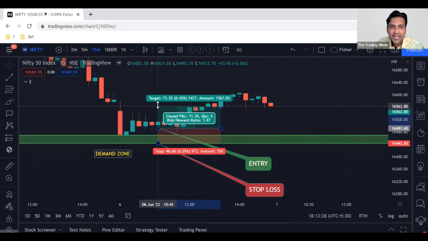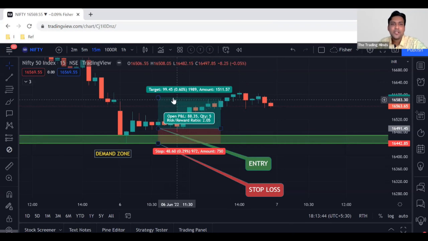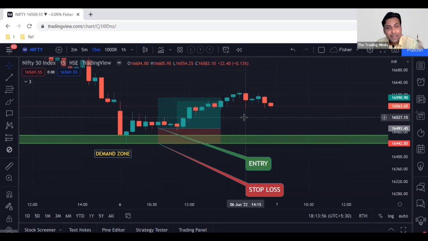Let's see what my target is. Target, like I said, at least 1:2. Let's take 1:2, that's more than enough. 1:3 also has come, but we don't need bigger targets. Let's go with 1:2. So this is my target level. You can see 1:2 means here it is showing the profit will be 88 points. If I'm taking a trade here with 48 points and a risk of 0.29%, my reward should be double of that.